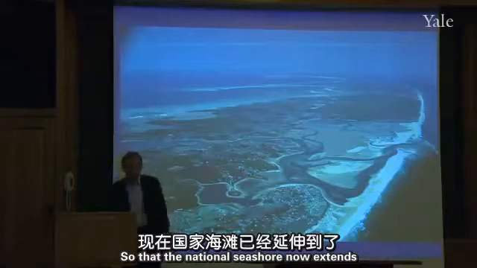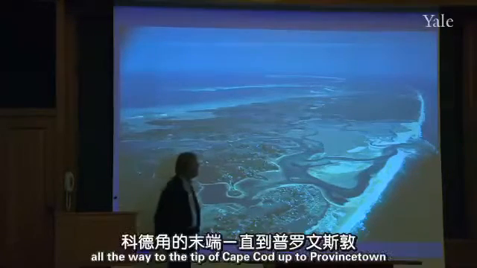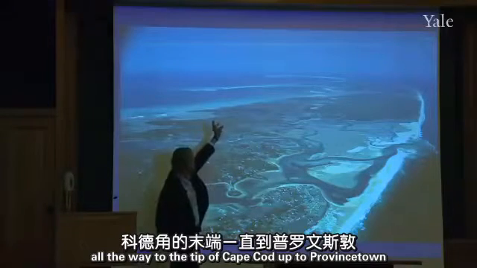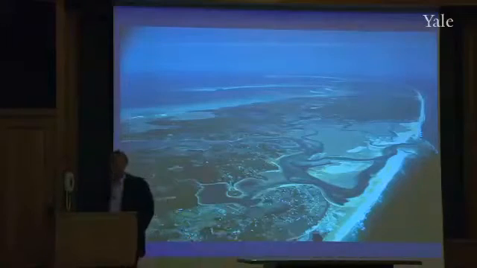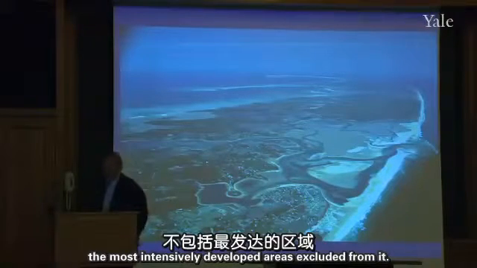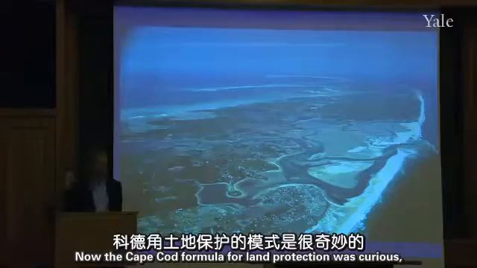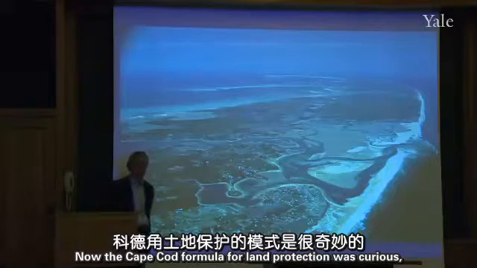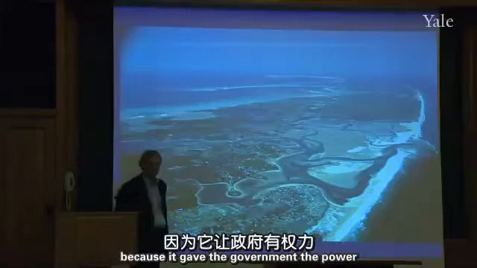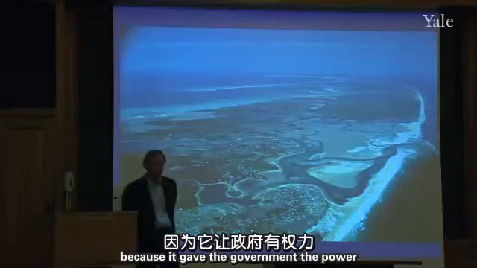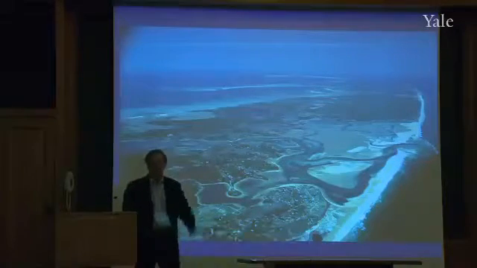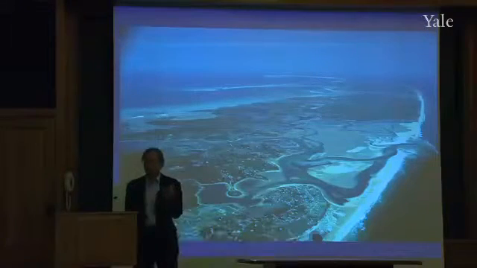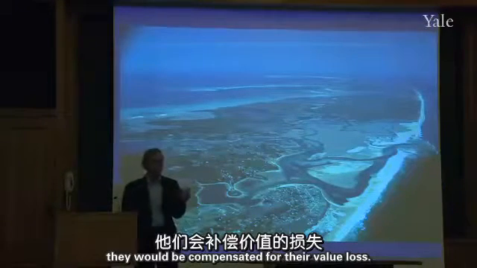The national seashore now extends all the way to the tip of Cape Cod, up to Provincetown. It includes about 6 communities with the most intensively developed areas excluded from it. Now, the Cape Cod formula for land protection was curious because it gave the government the power to use eminent domain to go in and take private property. And eminent domain means that they would be compensated for their value loss.